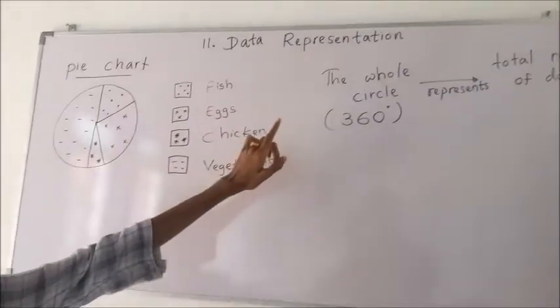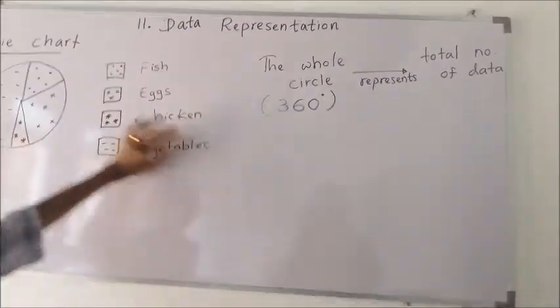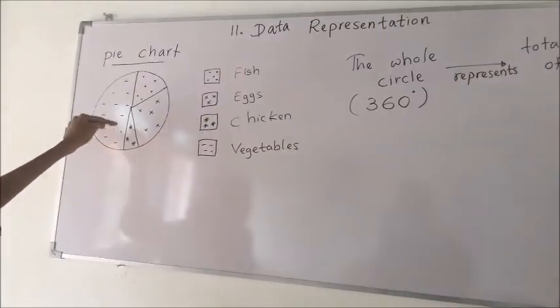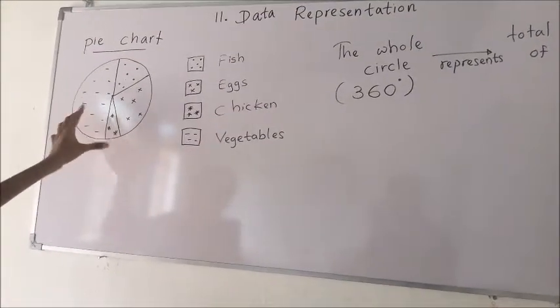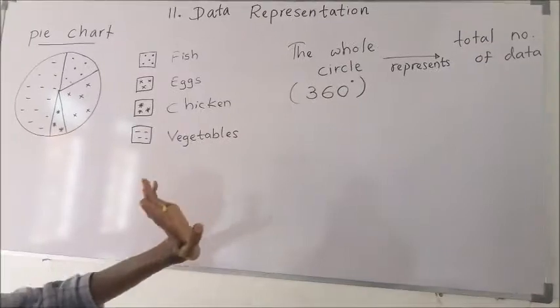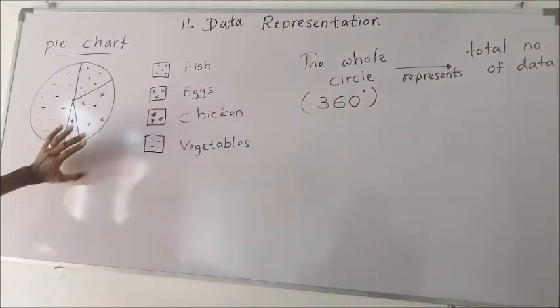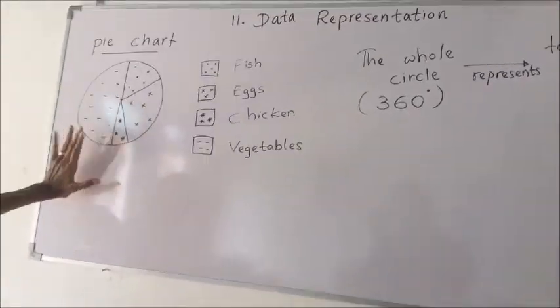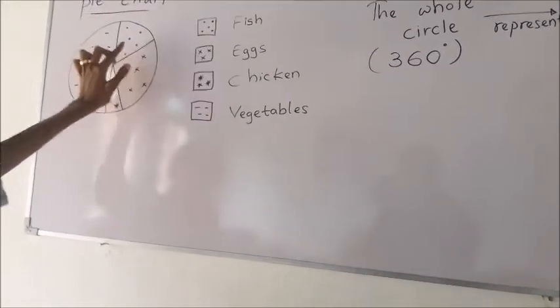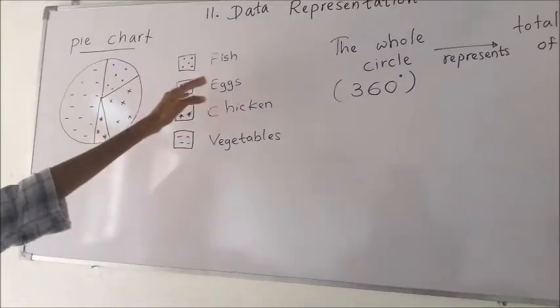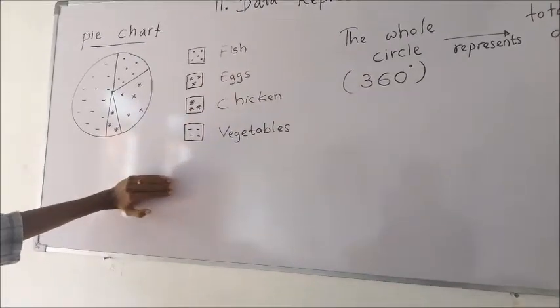And I told you earlier the whole circle, that means angles around a point, is 360, right? So this 360 degrees represents the total number of data. So after drawing the pie chart, you should separately show each and every sector with the relevant quantities.